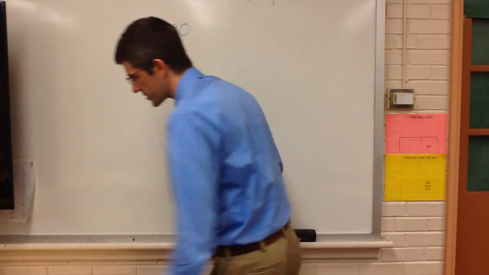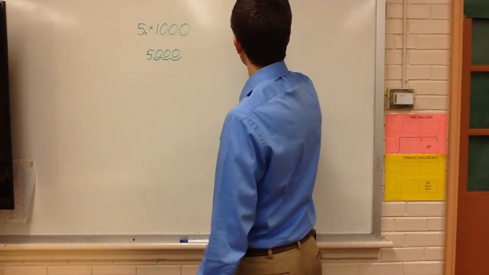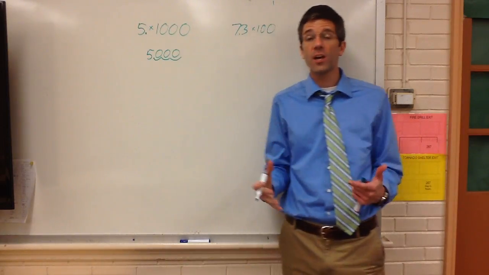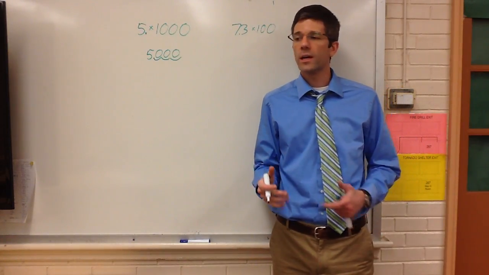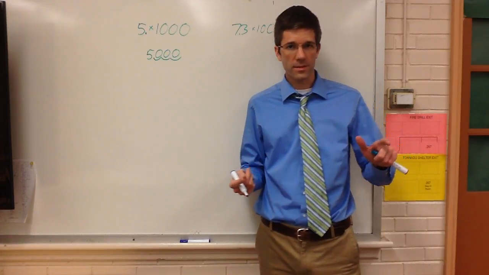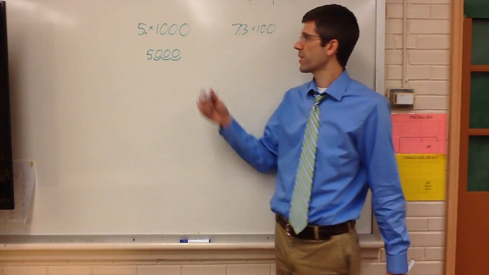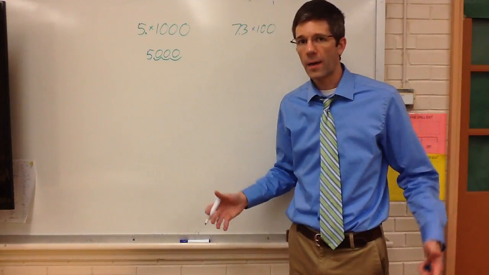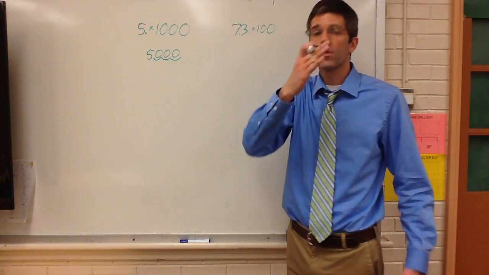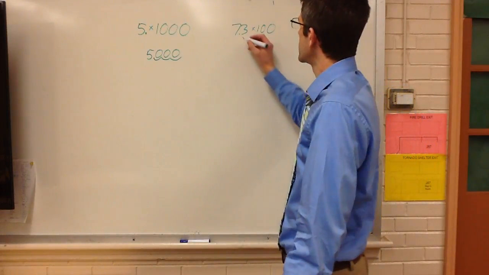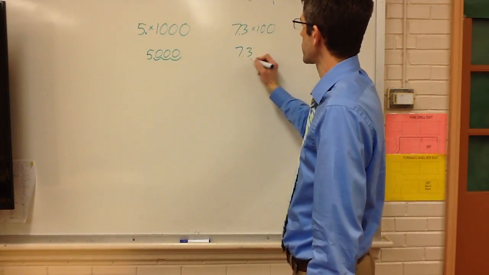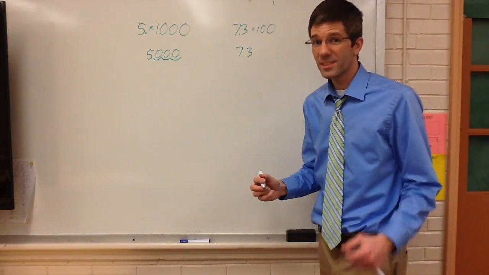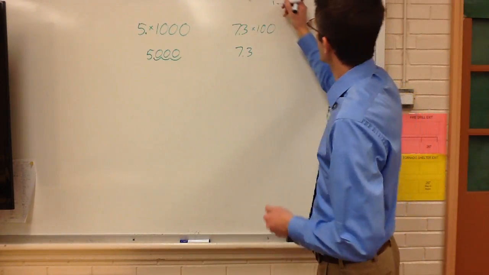Let's just keep moving. We have 7.3 times 100. If I did 7.3 times 100, all I need to do is move my decimal a couple places. And okay, let's think about it in terms of money. If I had $7.30, 100 times, then I would have $730.